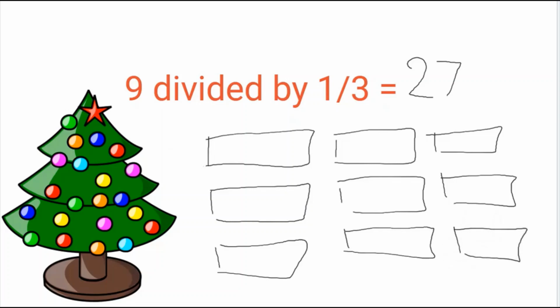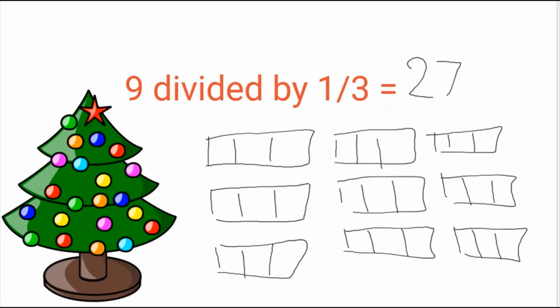Okay, so once you've done that, you're going to look at the denominator. And since our denominator is 3, we're going to break apart each of the rectangles 3 times. So let's do that. And then once you're done with that, you're going to look at each square and count each one of them.